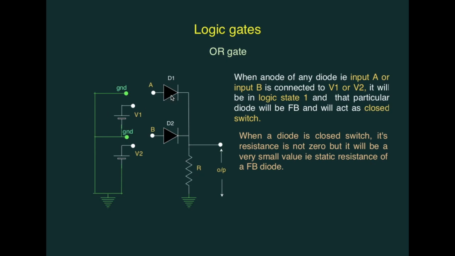When a diode is in its forward bias condition, it will be replaced by a short circuit. Ideally, resistance of a short circuit is 0. But when diode is in its forward bias condition, its resistance is not 0, but it will have a small value which is static resistance of a forward bias diode.